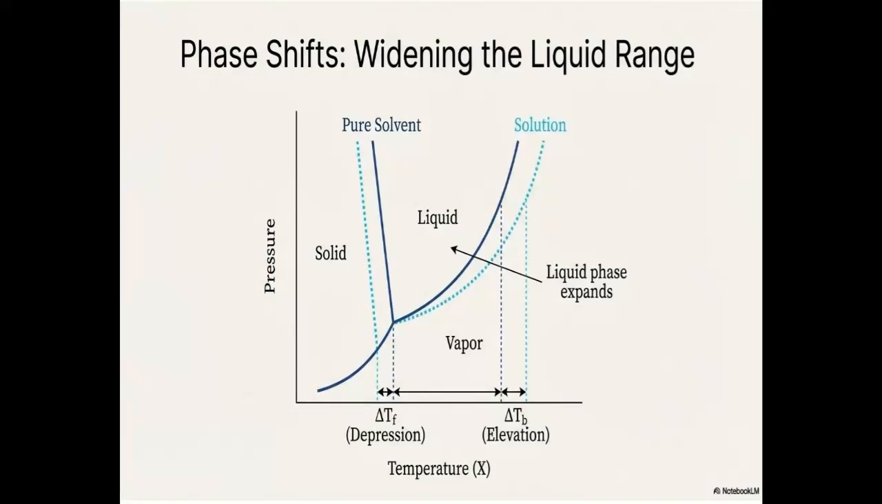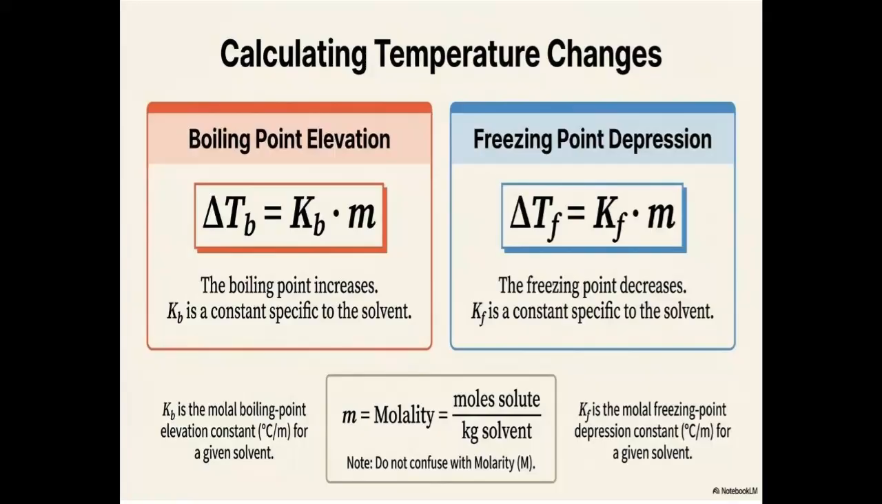And we're going to have a delta TF for freezing and delta TB for boiling that we need to be able to know how to calculate. And we have two equations. They are the same equation. The only thing that changes is the type of constant it is. For boiling it is Kb, for freezing it is Kf, and then you have the molality in there.